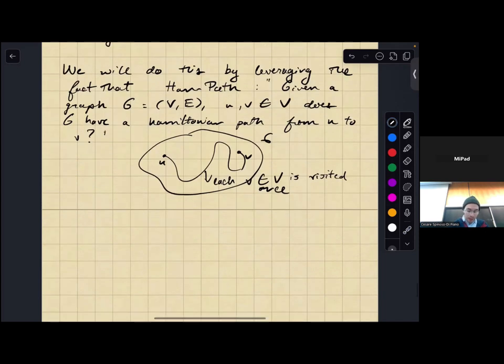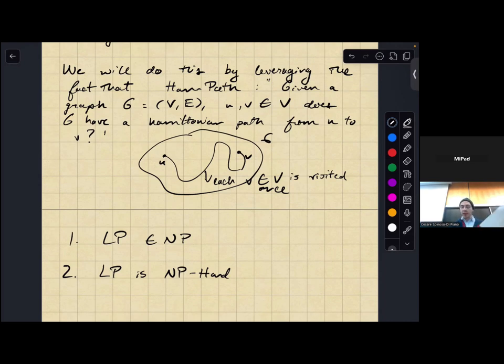Okay, so we want to show that LP is NP-complete. So how do we do that? We have to show two things. We have to show that LP is in NP, and we have to show that LP is NP-hard. How do I show that LP is in NP?